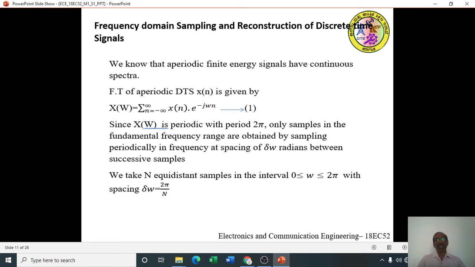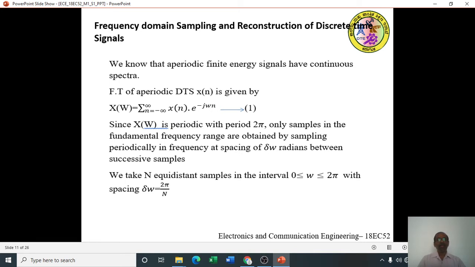Now coming to the exact syllabus, the first topic is frequency domain sampling and reconstruction of discrete time signals. For this, you must have a basic knowledge of Fourier series and Fourier transform. In signals, you have learned continuous time Fourier series and Fourier transform.